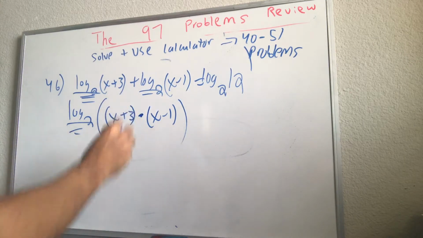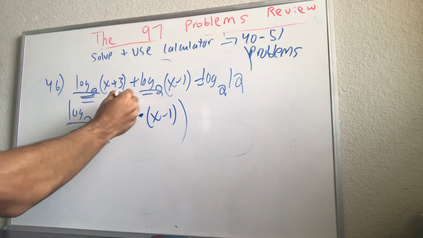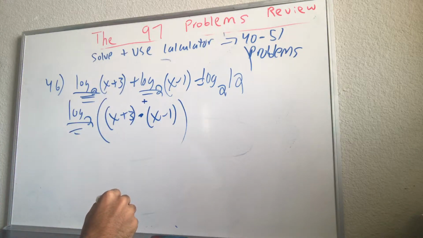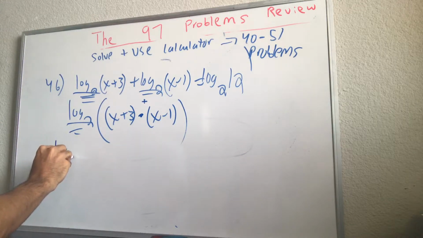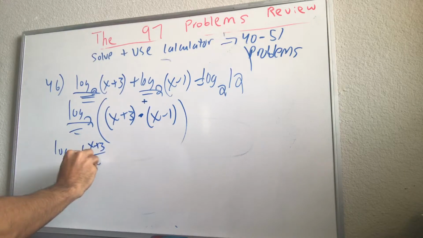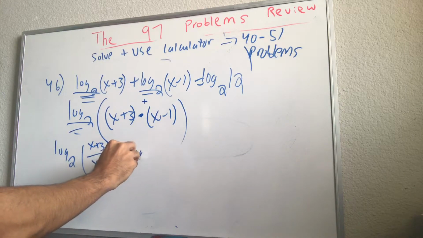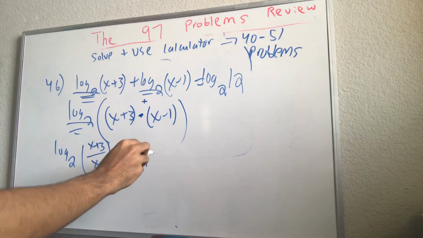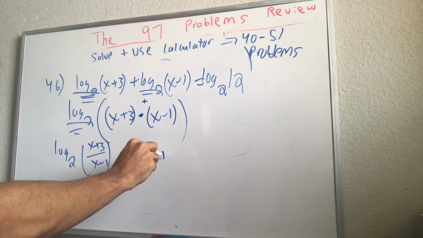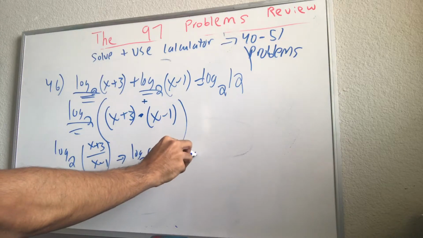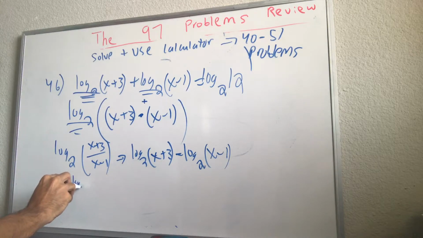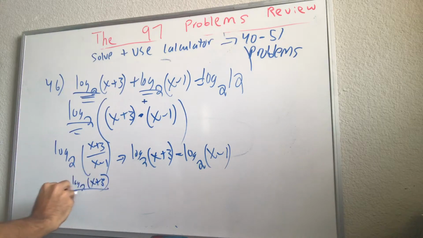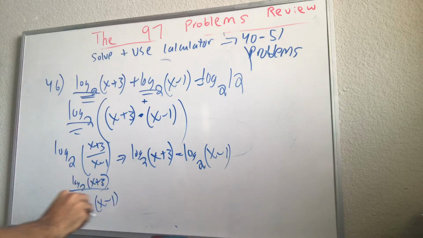So you can really write this as log base 2 of x plus 3 plus log base 2 of x minus 1, right? Similarly, if you have something like log base 2 of x plus 3 divided by x minus 1, you can write this as log base 2 of x plus 3 minus log base 2 of x minus 1. Again, this is not to be confused with log base 2 of x plus 3 divided by log base 2 of x minus 1. Now, for this one, you just want to evaluate this in your calculator, right?